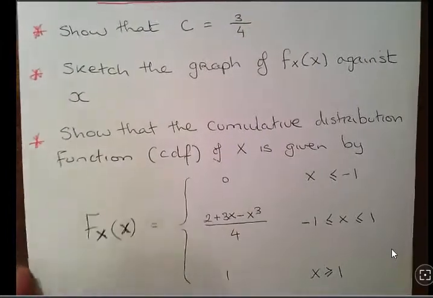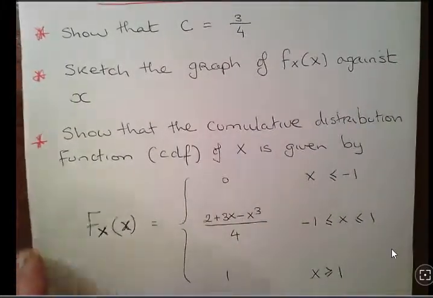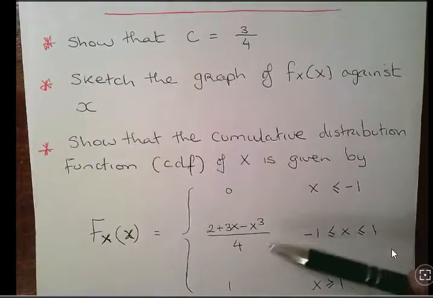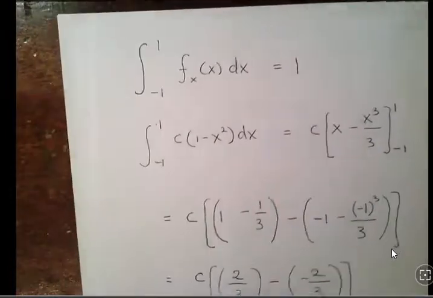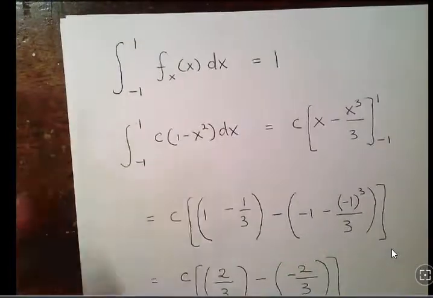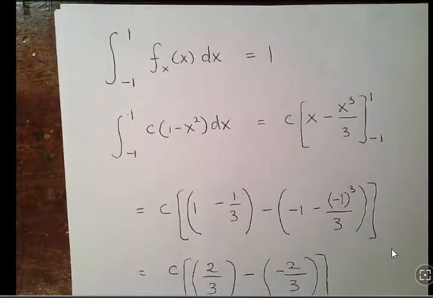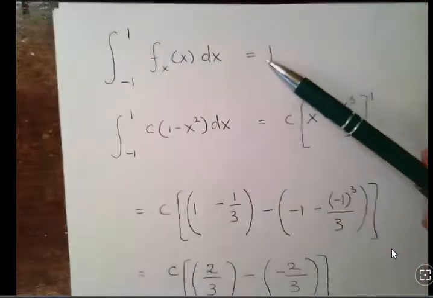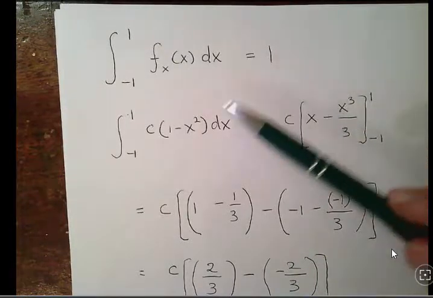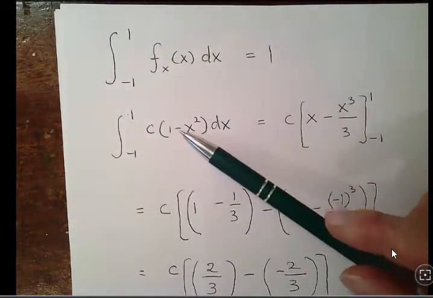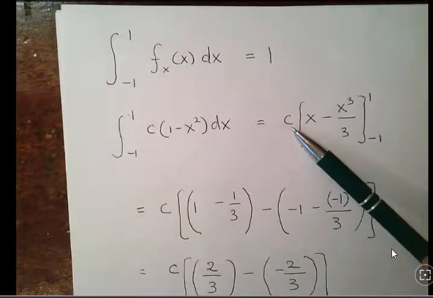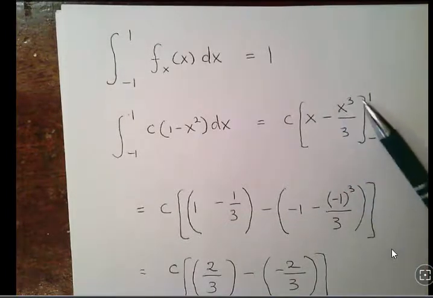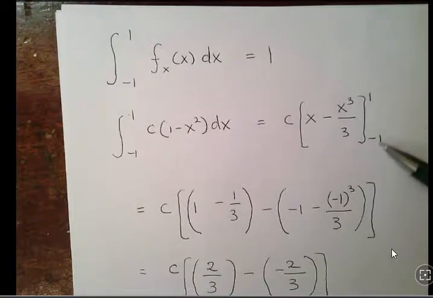Okay, so let's start off. With regards to the CDF, this part here is the main bit of work. Let's go back down here now. The integral of the PDF from minus 1 to 1 should evaluate to be 1. So let's put in the PDF there: c times (1 minus x squared). We'll take out c and integrate 1 minus x squared, and we get x minus x cubed over 3, and the definite integral is from minus 1 to 1.